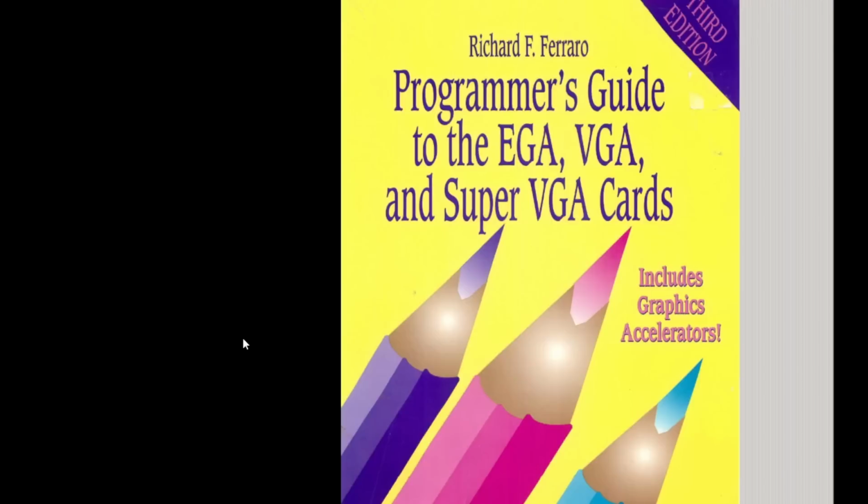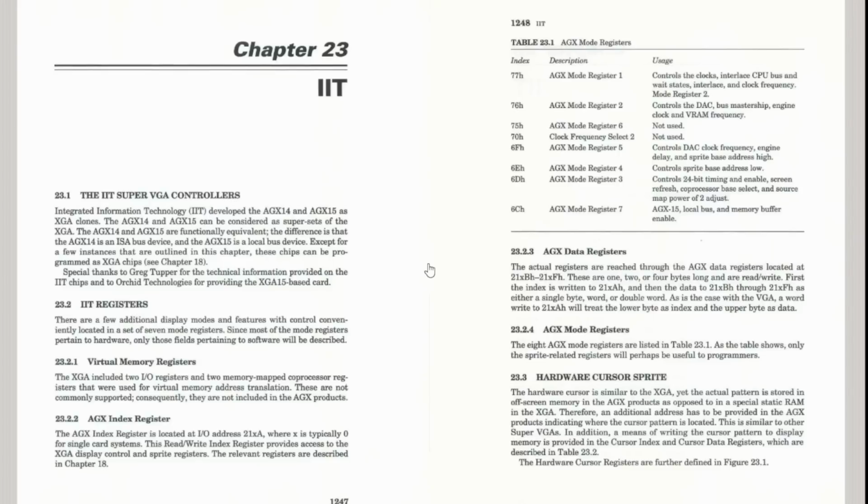We're going to get a lot better information from this book here, Programmer's Guide to the EGA, VGA and Super VGA Cards by Richard Ferraro. This is a huge book, and it contains an absolutely massive collection of information about how to program all manner of graphics cards, including a lot of Super VGA accelerators, and there's a lot of information that will be very hard to come by any other way. This book contains an entire chapter on the IIT chips, but don't get excited just yet.